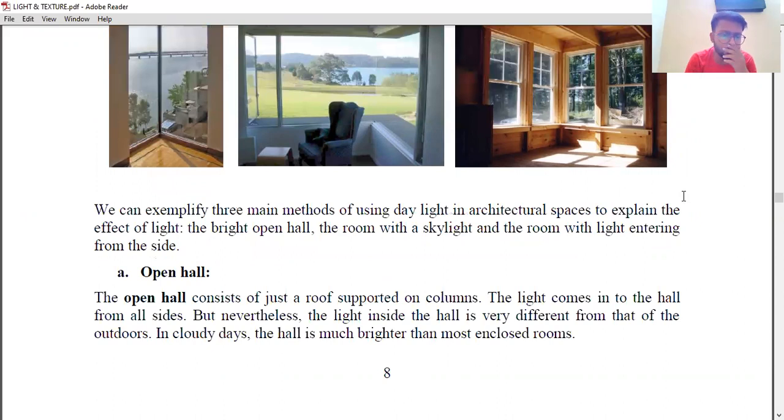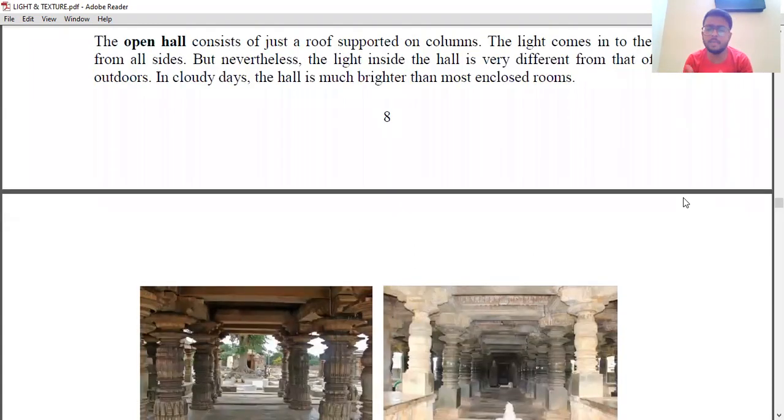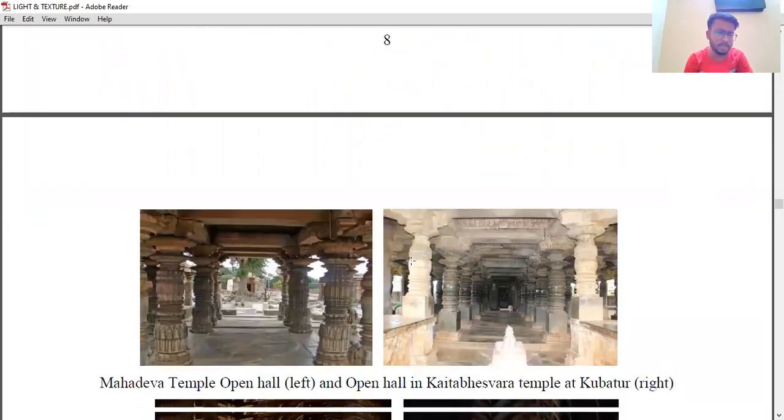So what they are telling about the open hall is that it consists of just a roof supported on columns. The light comes into the hall from all sides. But nevertheless, light inside the hall is very different from that of the outdoors. In cloudy days, the hall is much brighter than most enclosed rooms. So you see, this place has a different ambience in comparison with a closed room, and again in comparison with the open space. Let us look at the examples.